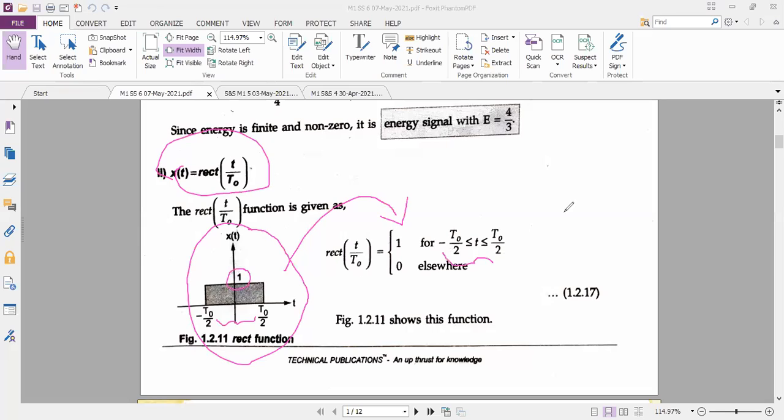Why is t important? Because in the formula of the energy signal, I have the integral. It is a continuous time signal, so I have to use integration. The earlier problem was a discrete time signal, so I used the summation formula. When I do the integration, I should know what the lower limit and the upper limit are. If I do not draw this diagram and do not find this value, then I cannot substitute the limits for the integration. Okay, so I hope you understood.